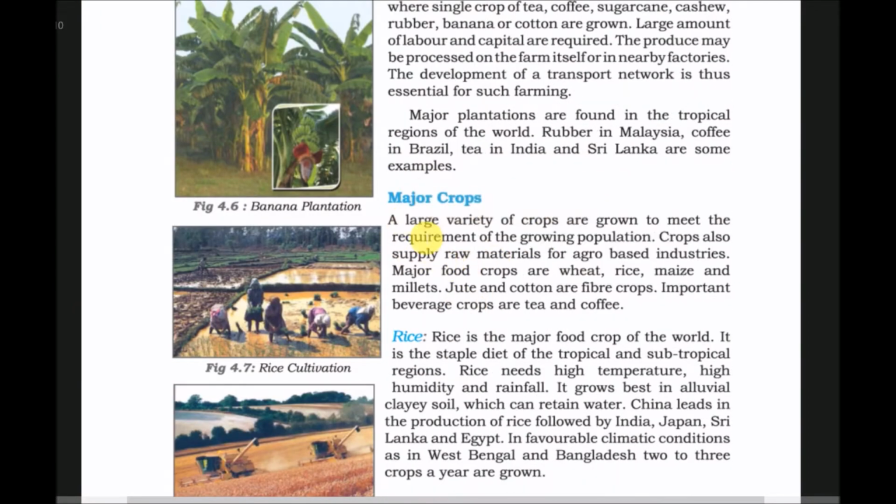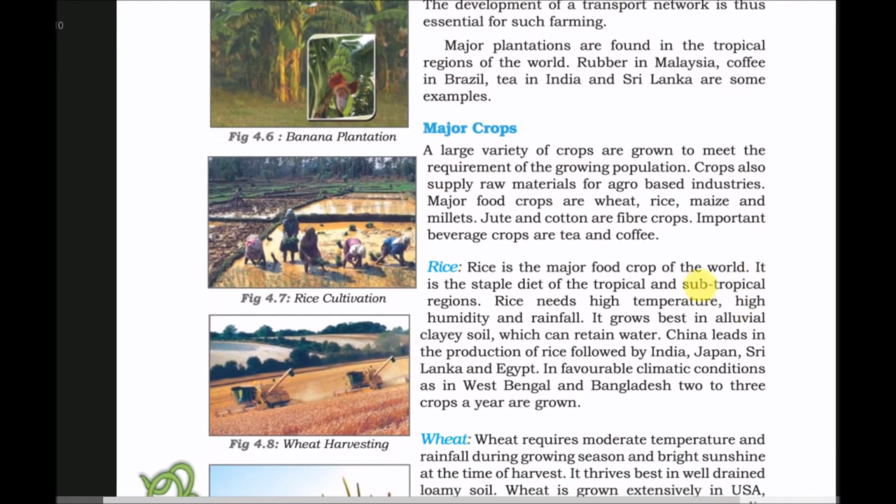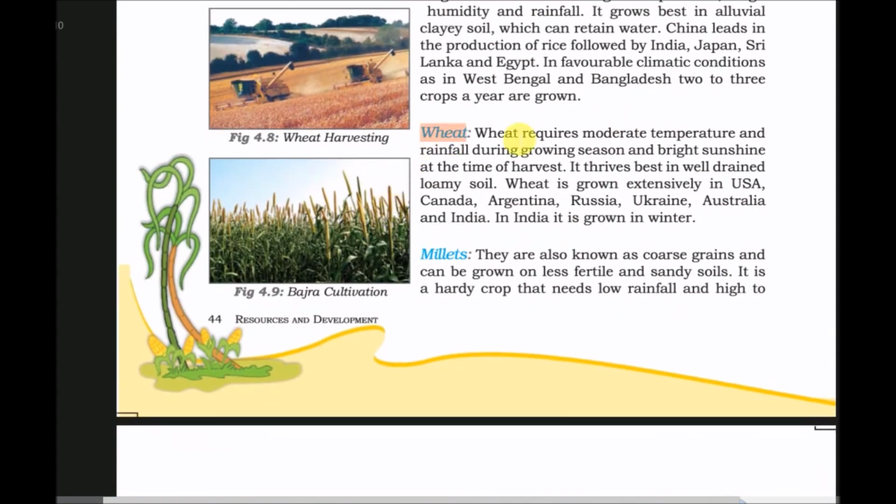Now what are the major crops? Rice is also a major crop. It is grown in subtropical regions. Rice needs high temperature, high humidity, and rainfall. It is also very important. Now wheat is grown extensively in USA, Canada, Argentina, Russia, Ukraine, Australia, and India. You have to note that wheat can't grow in places where heavy rainfall occurs. It is not good for the plants.